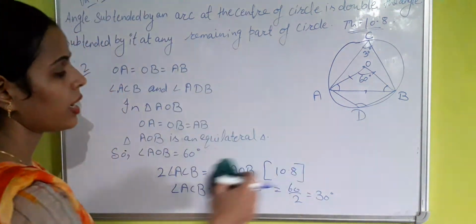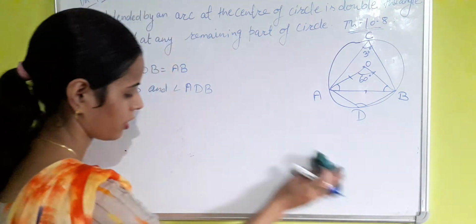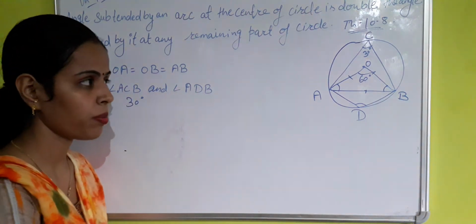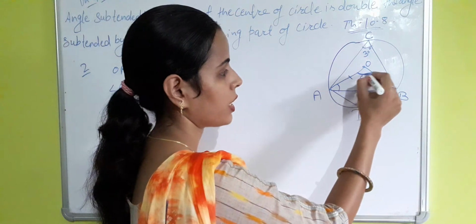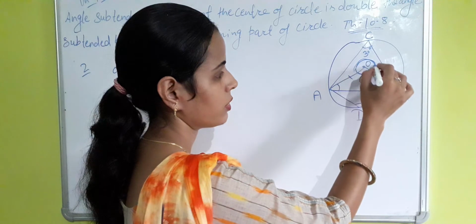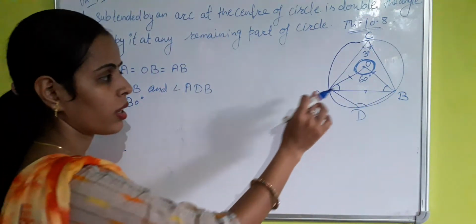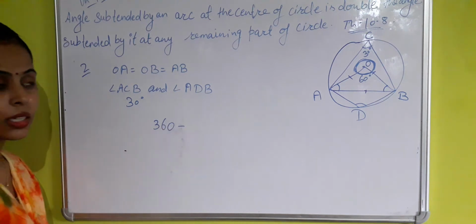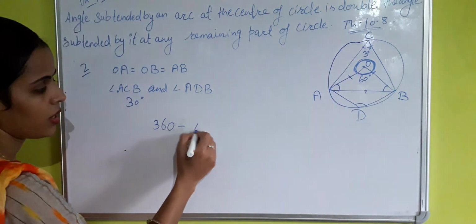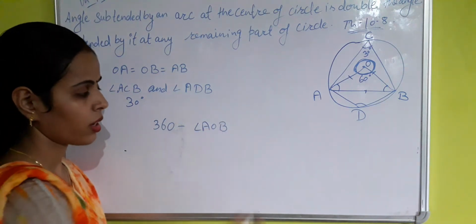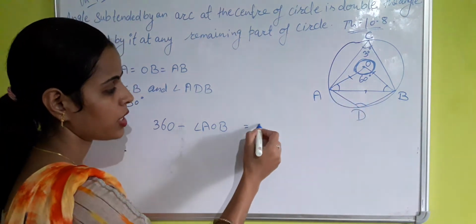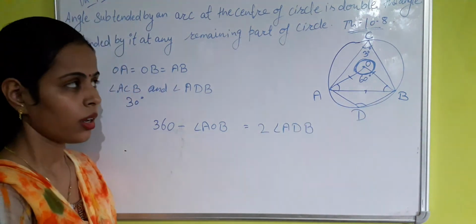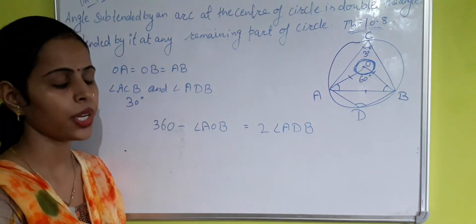Now find the angle ADB. If this angle AOB is 60 degrees, then the reflex angle equals 360 minus angle AOB, and it equals double of angle ADB, by theorem number 10.8, case number 3.